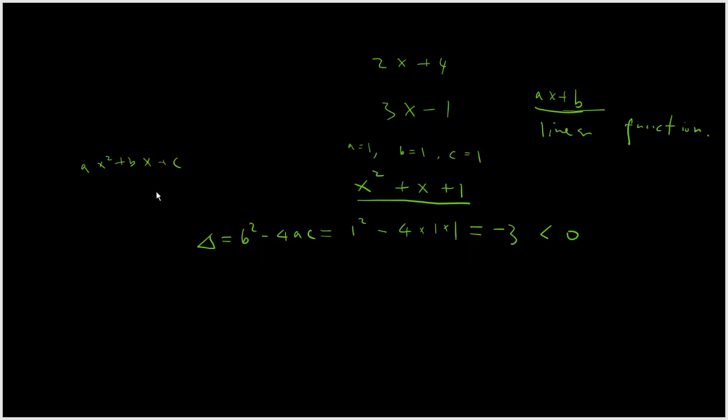Now remember, this is the case when a quadratic function is irreducible. Compute the discriminant. If the discriminant is a negative number, then the quadratic function is irreducible, meaning it cannot be factored further. Did I make it clear?